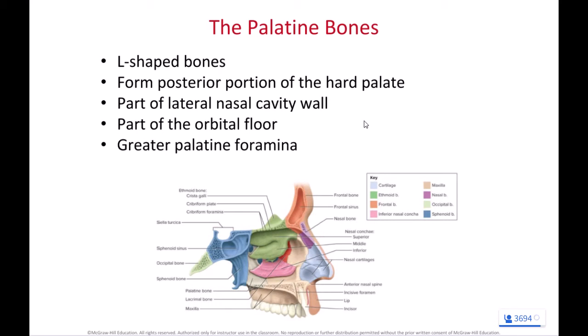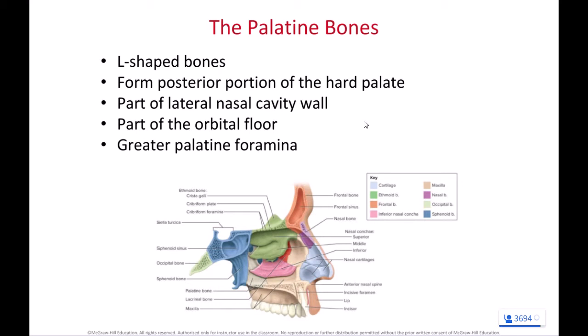Let's talk about our palatines. The namesake of the palatine bone is going to be the palate. Our palatine bones are going to make up the posterior portion of the hard palate. So during lab last week, a lot of students were asking me, what is the hard palate? Our hard palate is the hard part on the top of your mouth. The soft part on the top of your mouth is called the soft palate.